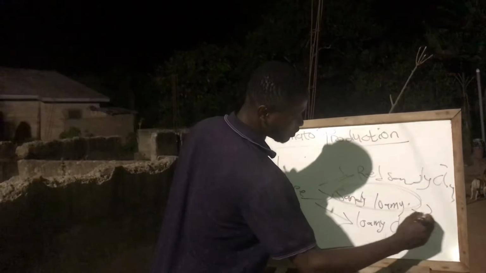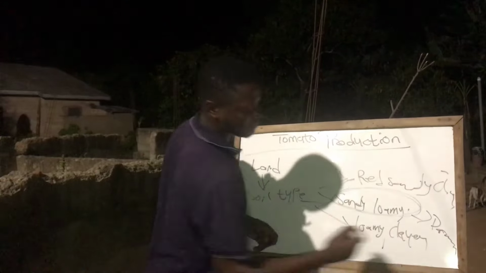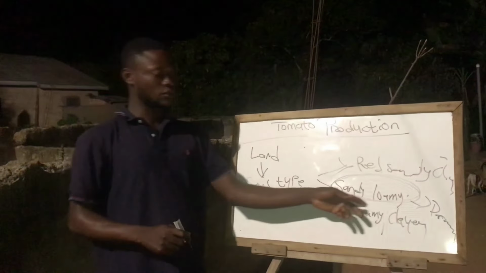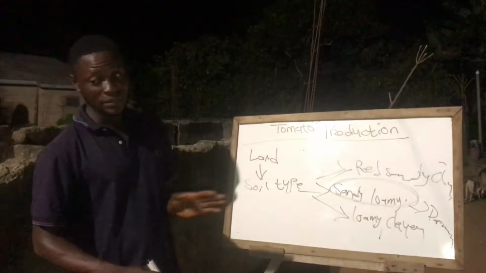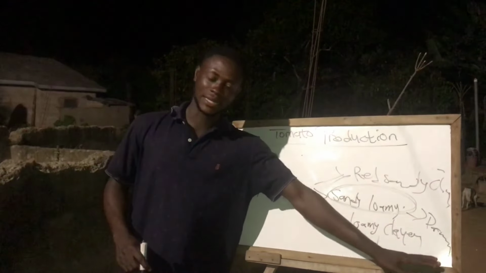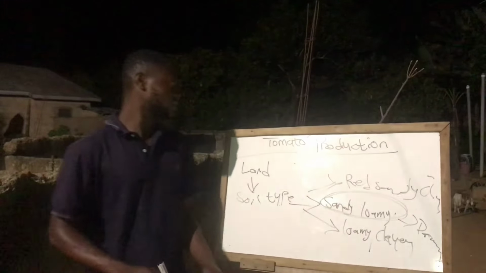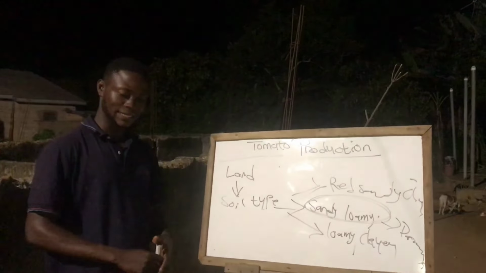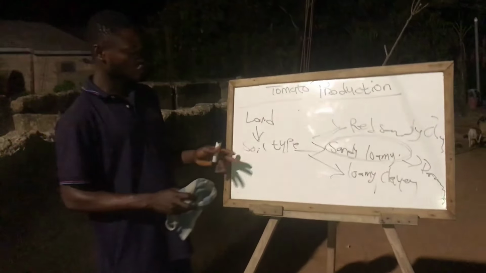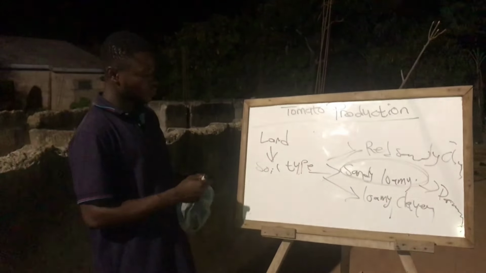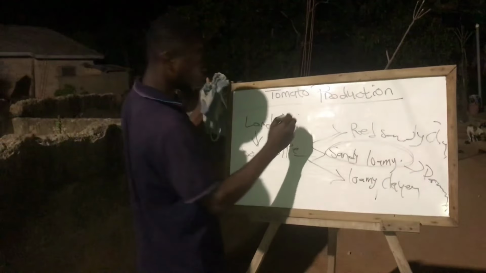Because of what? The drainage access. For some time, you consider the loamy soil or the loamy clay. The clay shouldn't be a white clay, it should be loamy clay, and it shouldn't be compacted. Good. So you consider the land, and under the land, the soil type. Once you are done with the soil type, you also have to consider the topography.